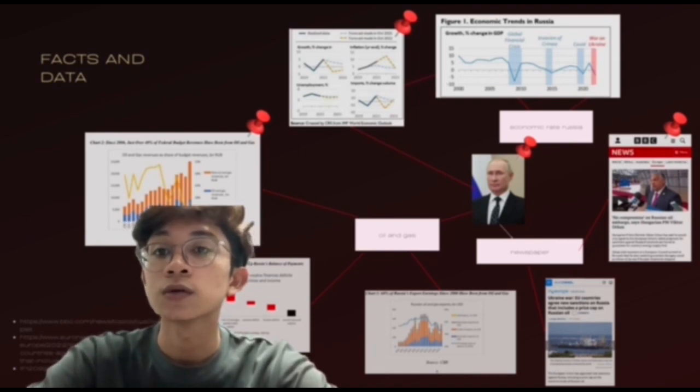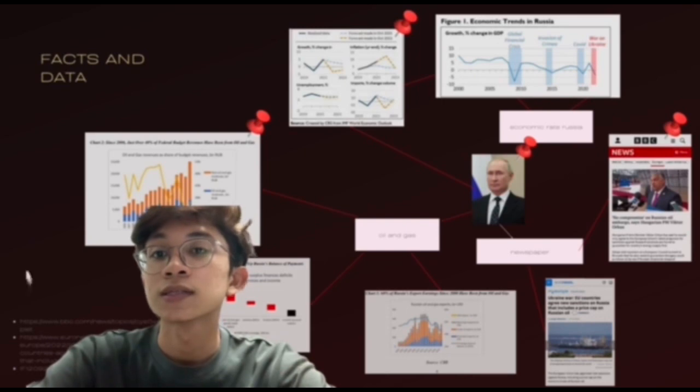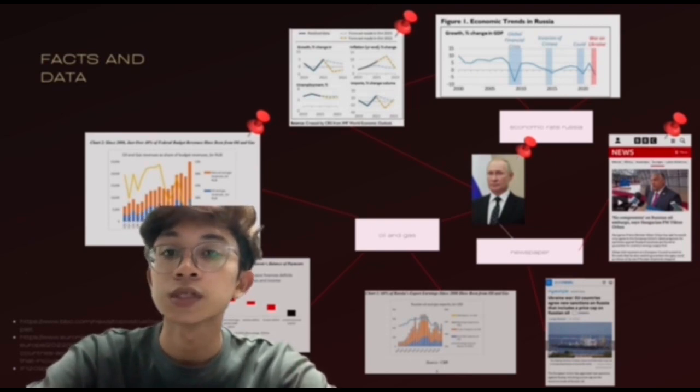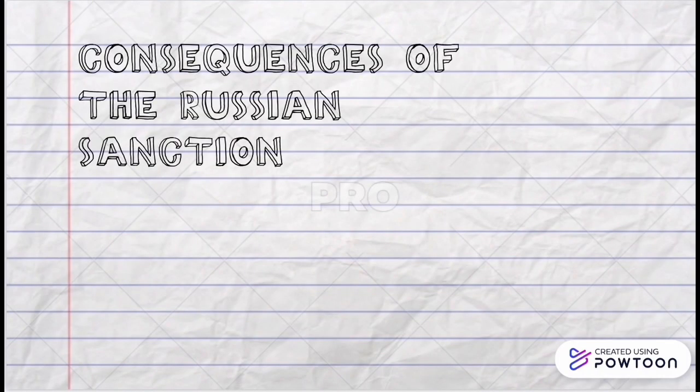The United States has also stopped all import of Russian oil. The UK has pledged to phase out all Russian oil import by the end of this year. An oil price cap approved by Western allies aims to stop countries paying more than $60 for a barrel of Russian crude oil. This can be proven by the rate of import and export of oil and gas in Russia decreasing from March 2022. Now, I'm going to talk about the consequences of the Russian sanctions.